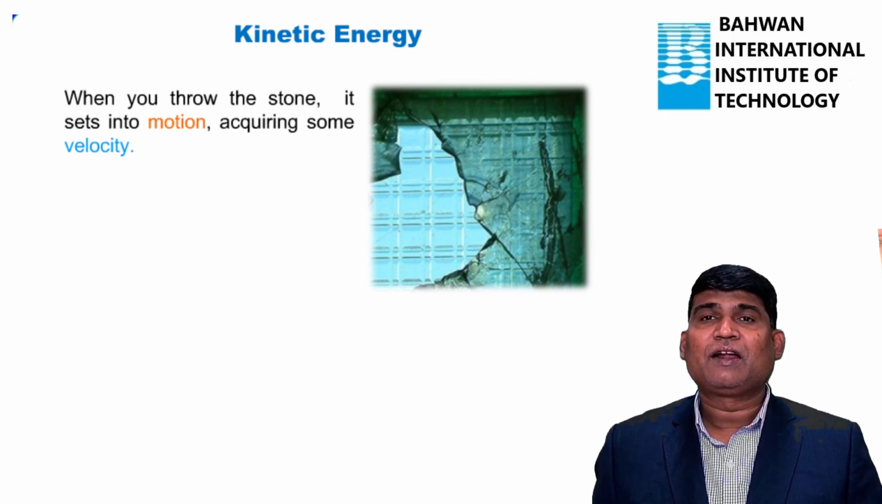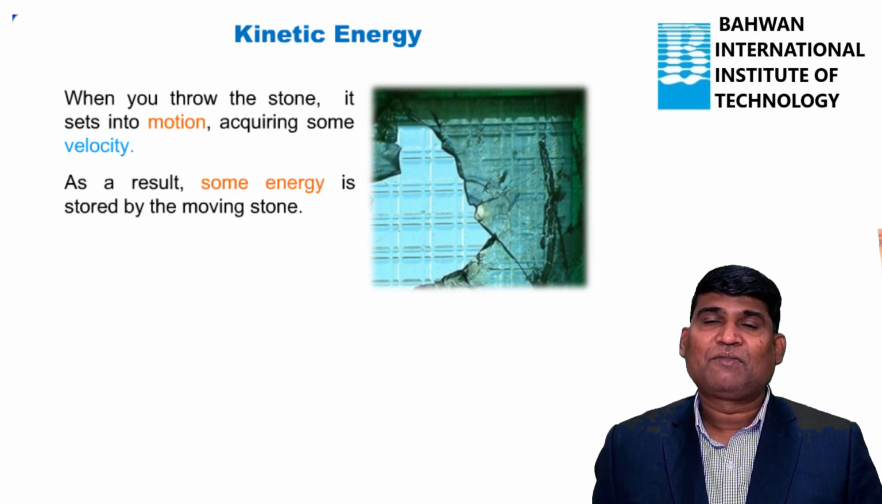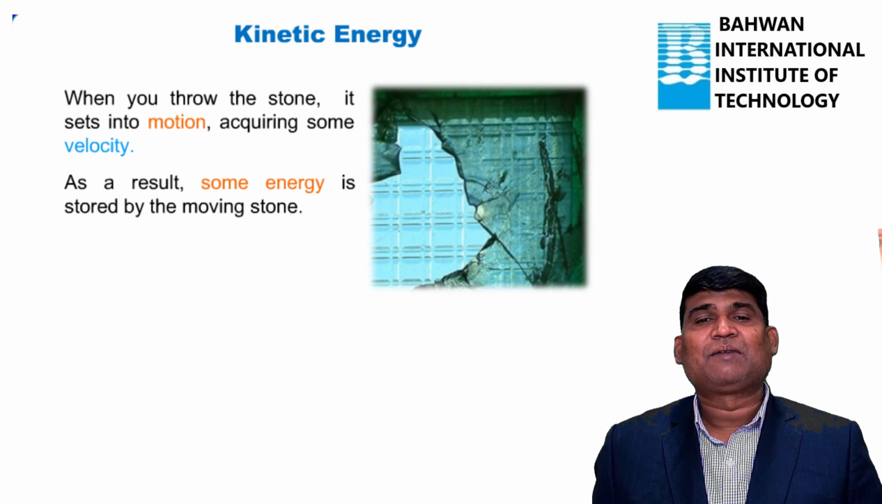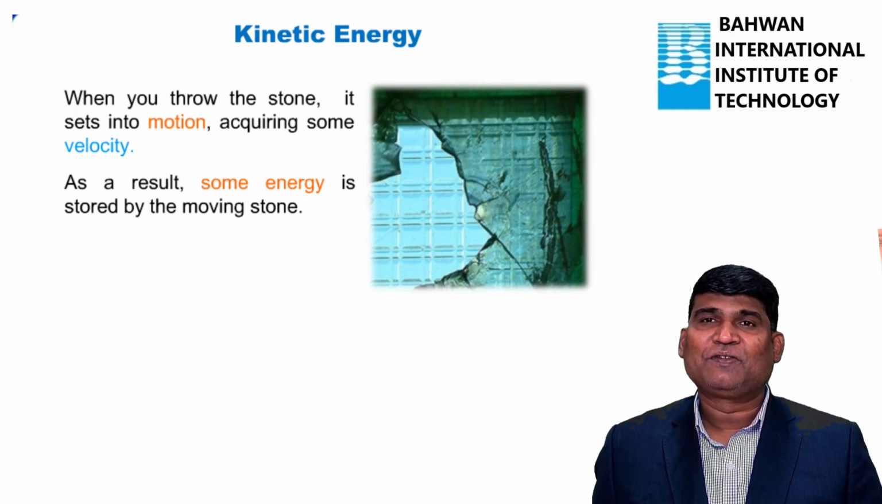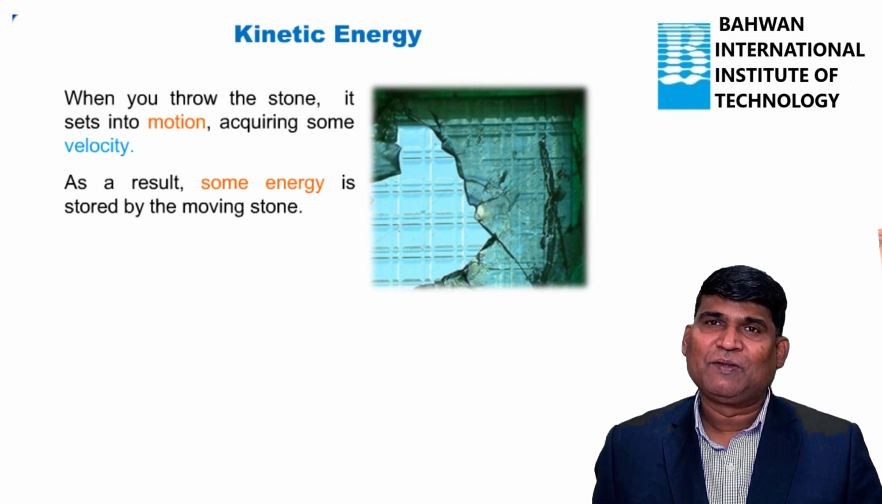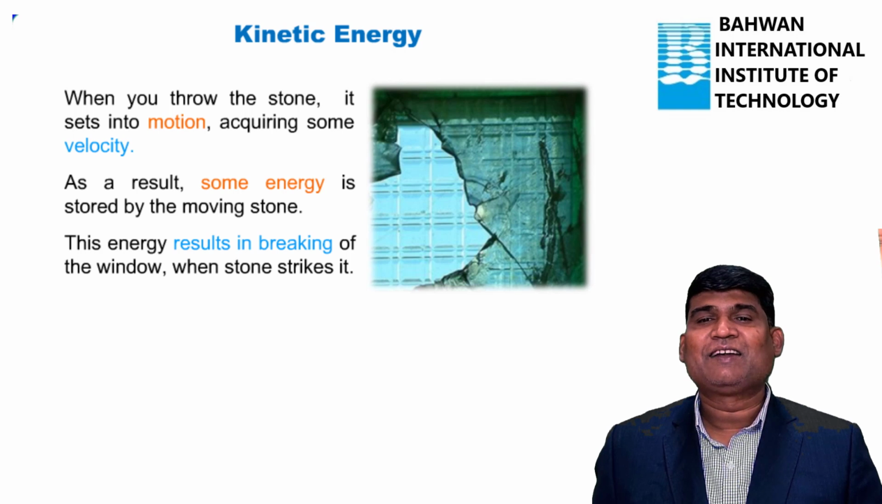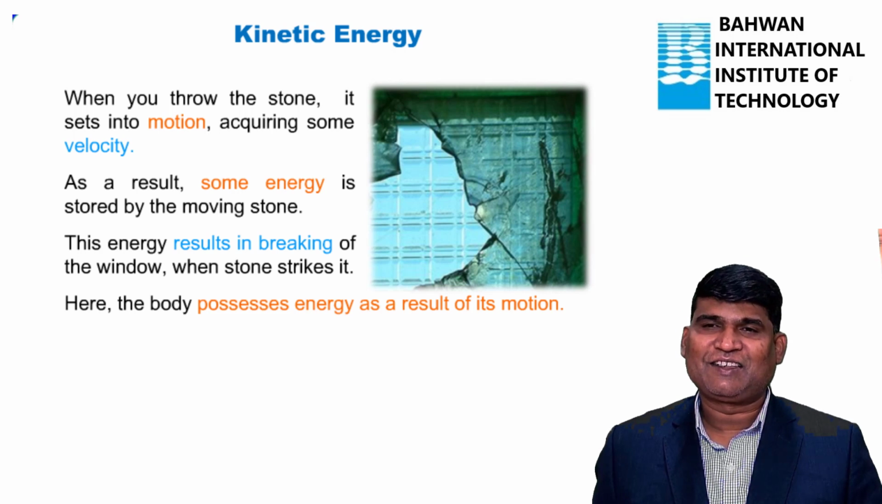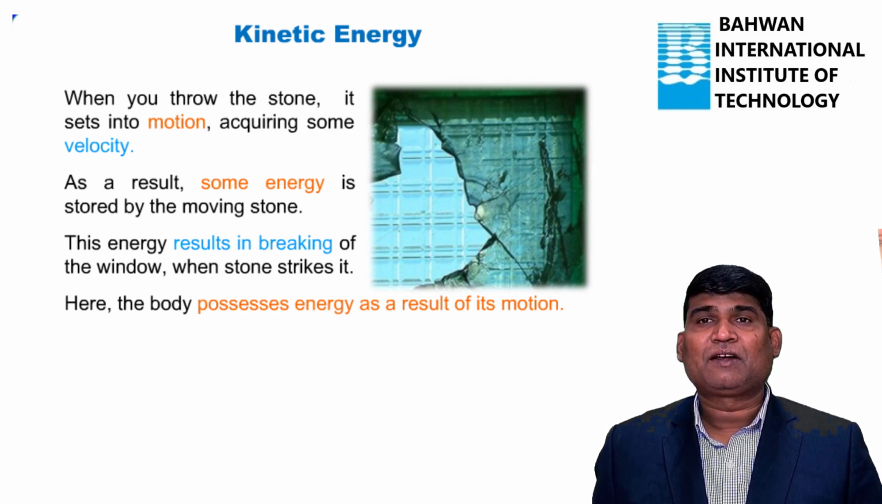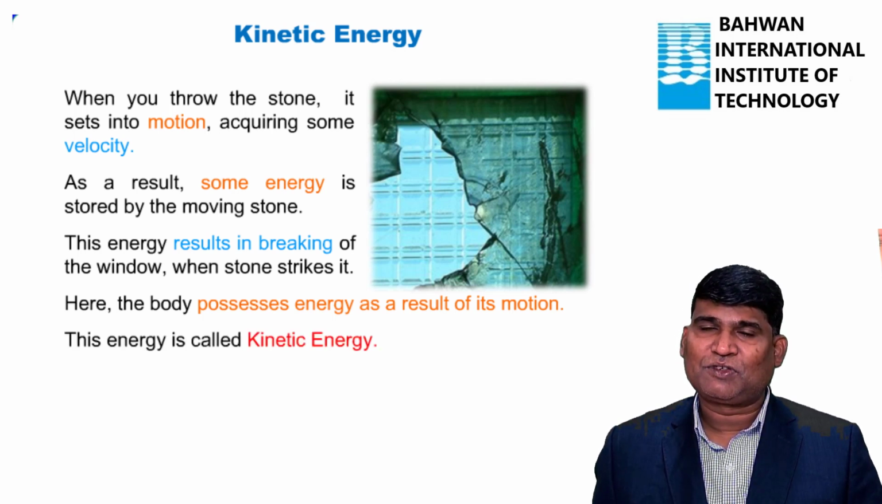When we throw the stone, it is set into motion, acquiring some velocity. As a result, some energy is stored by that moving stone. That means some energy is stored in the moving stone, and that's why it is able to do the work of breaking the glass into pieces. And what is that energy? The energy that results in breaking the window when the stone strikes it is the kinetic energy. And how did that stone get this energy? The stone got this energy because of its motion. So the body possesses energy as a result of motion, and that energy we call kinetic energy.